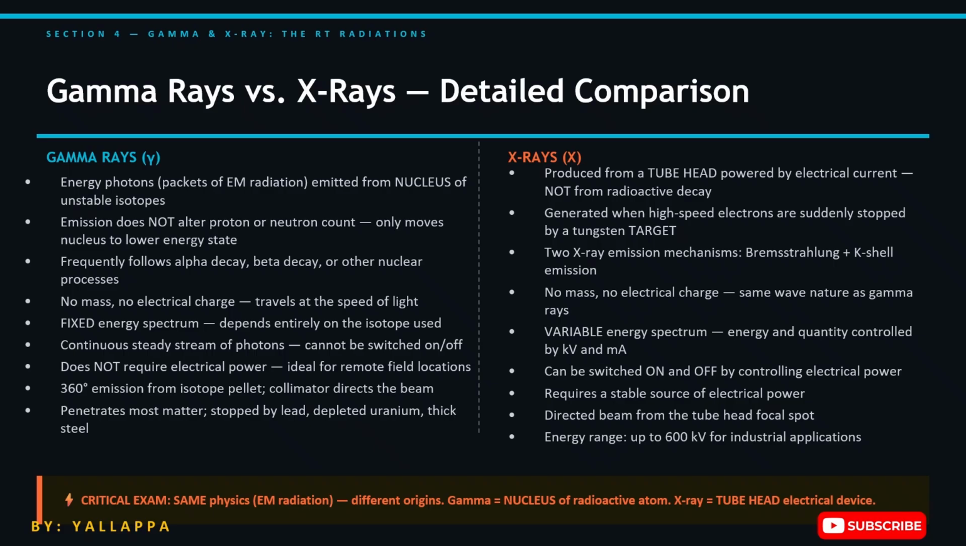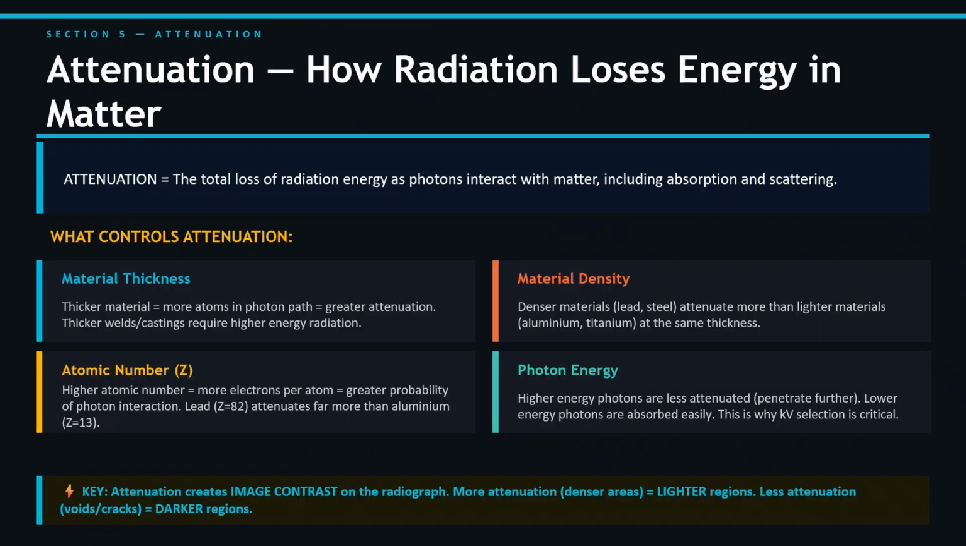This distinction is fundamental. Gamma means nuclear origin. X-ray means electronic equipment producing electromagnetic radiation. Once you understand that difference, the choice between an X-ray generator and a gamma source becomes much easier to understand. Now we arrive at the concept that connects radiation physics directly to the radiographic image: attenuation.